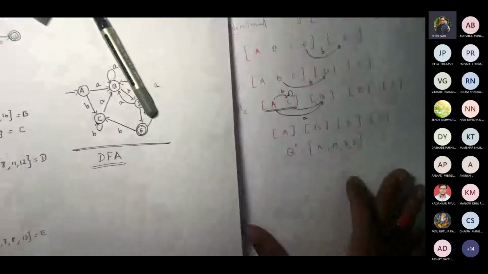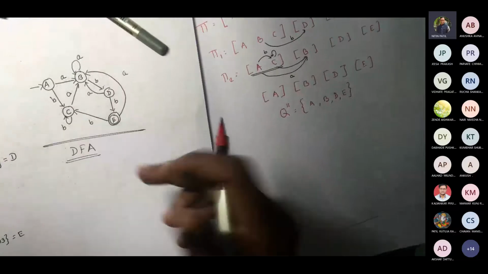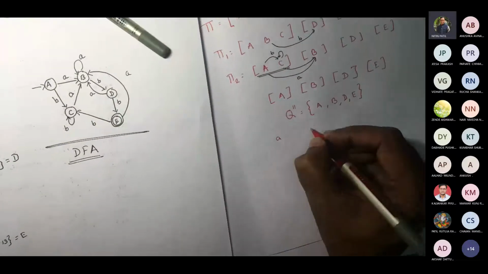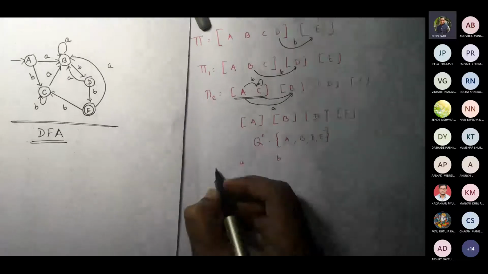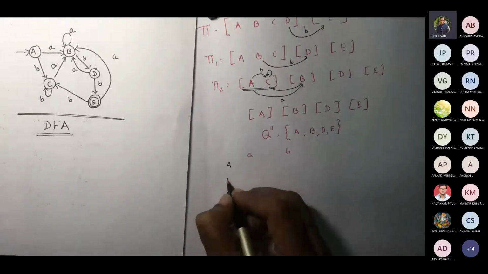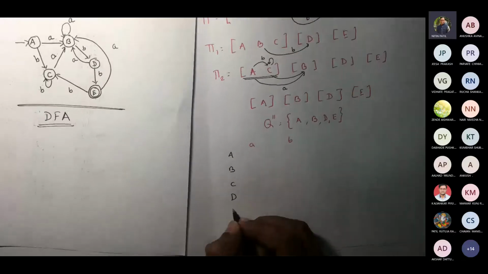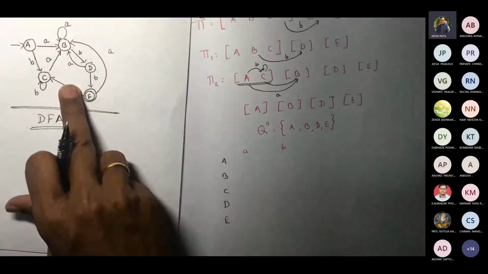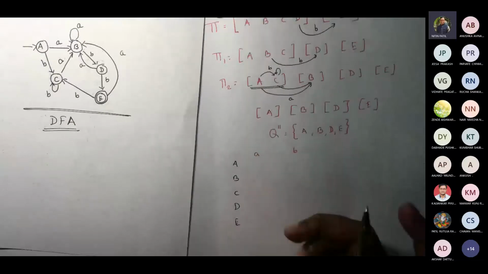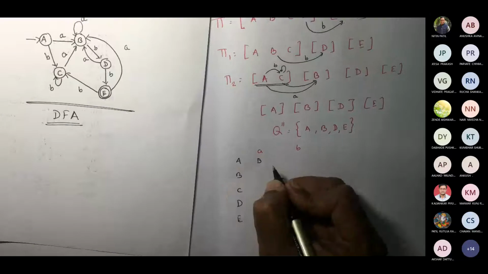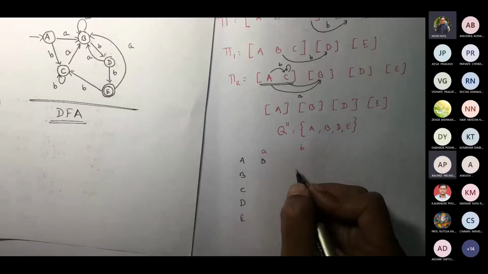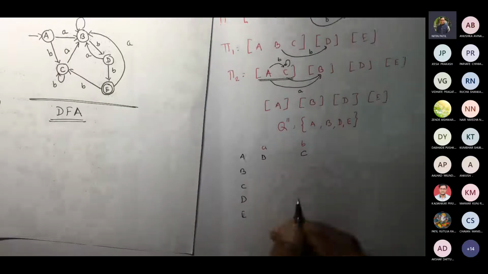But then how to draw this transition diagram? First of all, let me write the transition table for this diagram. What would be the transition table for this diagram? Can somebody help me to write this? Let us say A, B, C, D, and E for this diagram. Okay, what is A to A? B. What is A to B? C. For B?